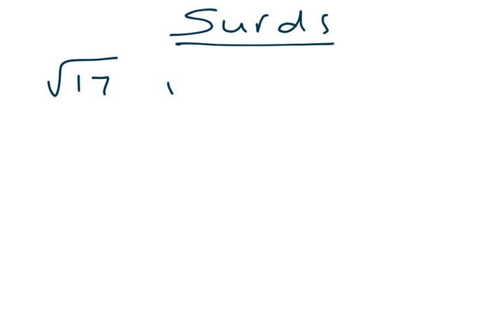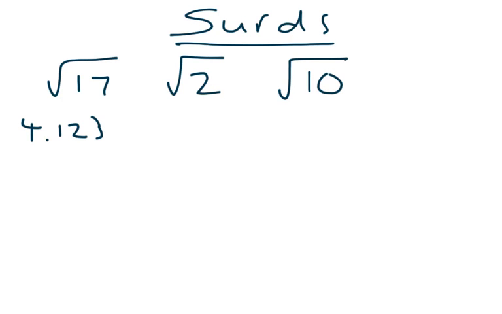So today we are going to recall how to simplify surds. This is what surds look like. They are irrational numbers. And if we press square root of 17 on our calculator, we should all get 4.123... and it goes on forever. And that's why these numbers are surds.